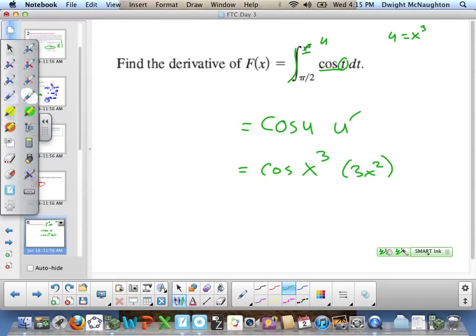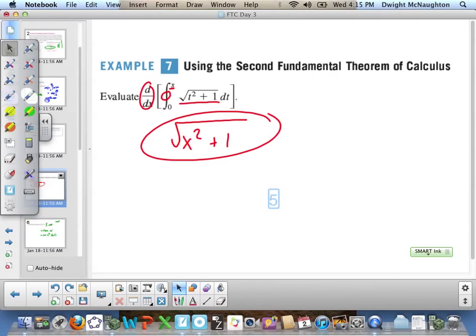So we have our function. We plug in our x cubed. But because it's not just x, we then multiply by the derivative of x cubed, which is 3x squared. And really, we did do that back here. It's just the derivative of x is 1. Multiplied by 1. Did it really change anything? No, it didn't.